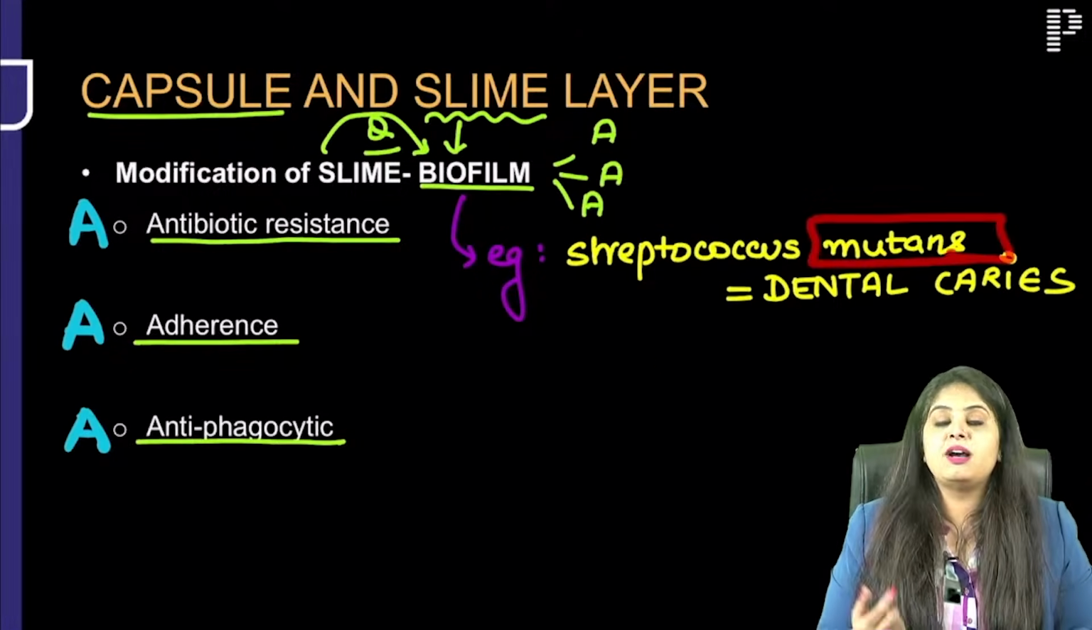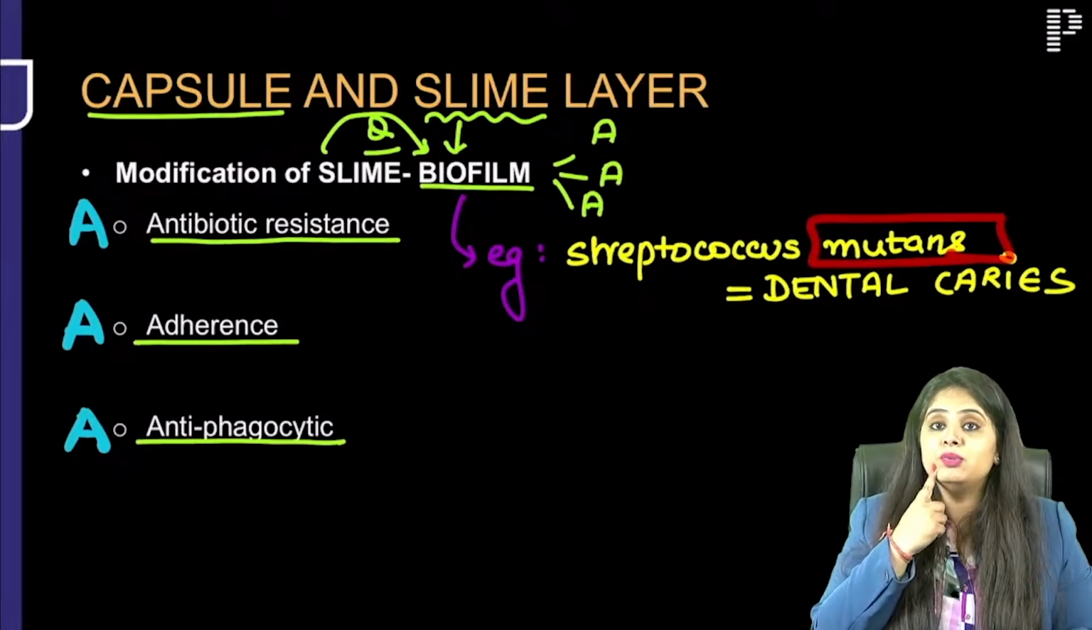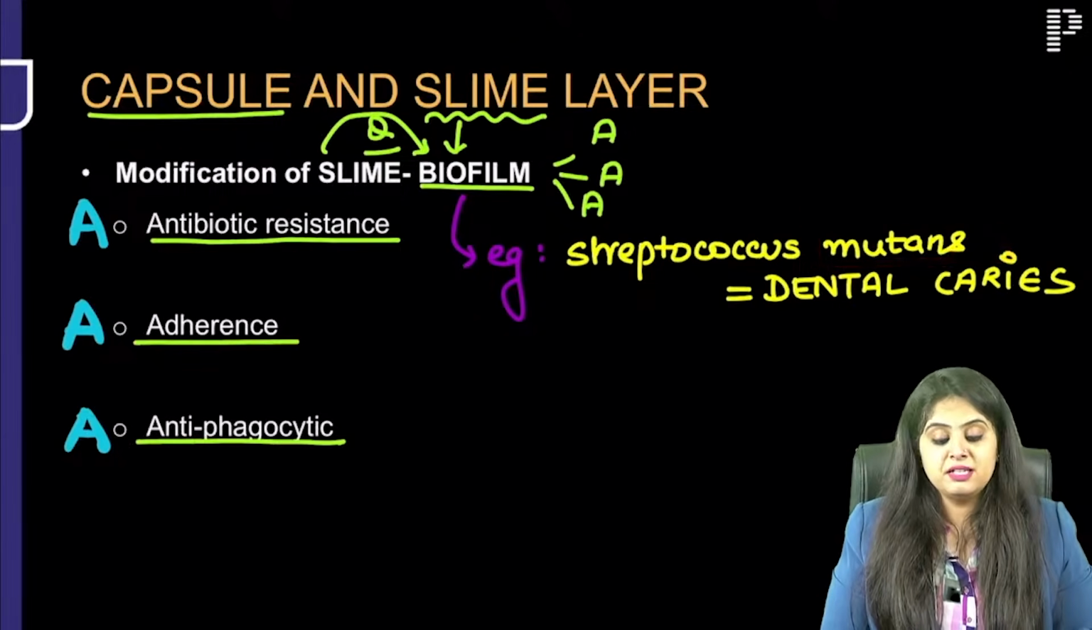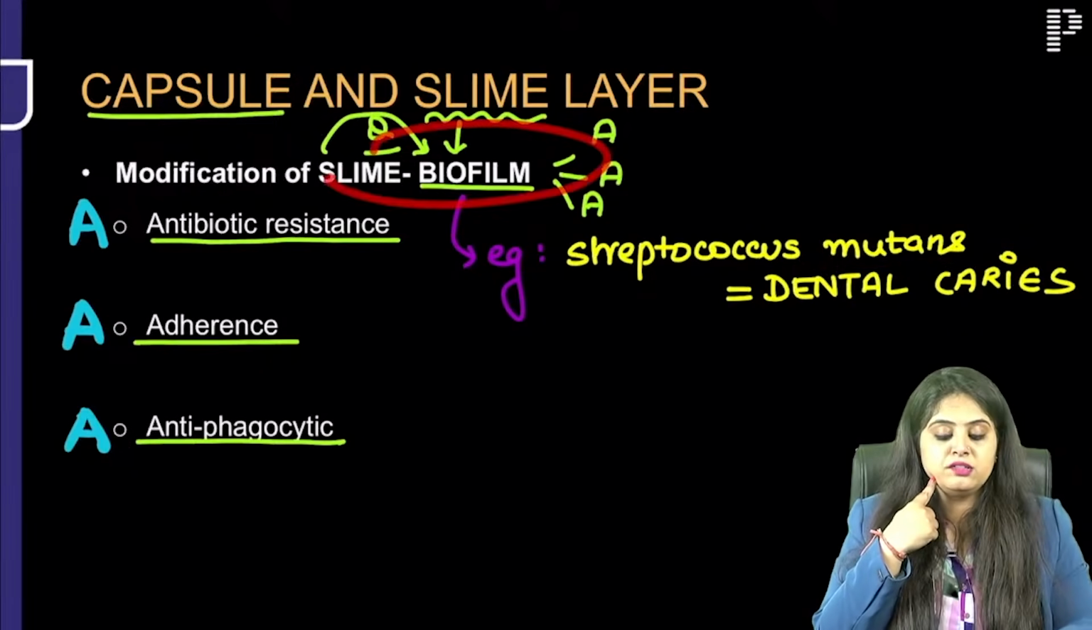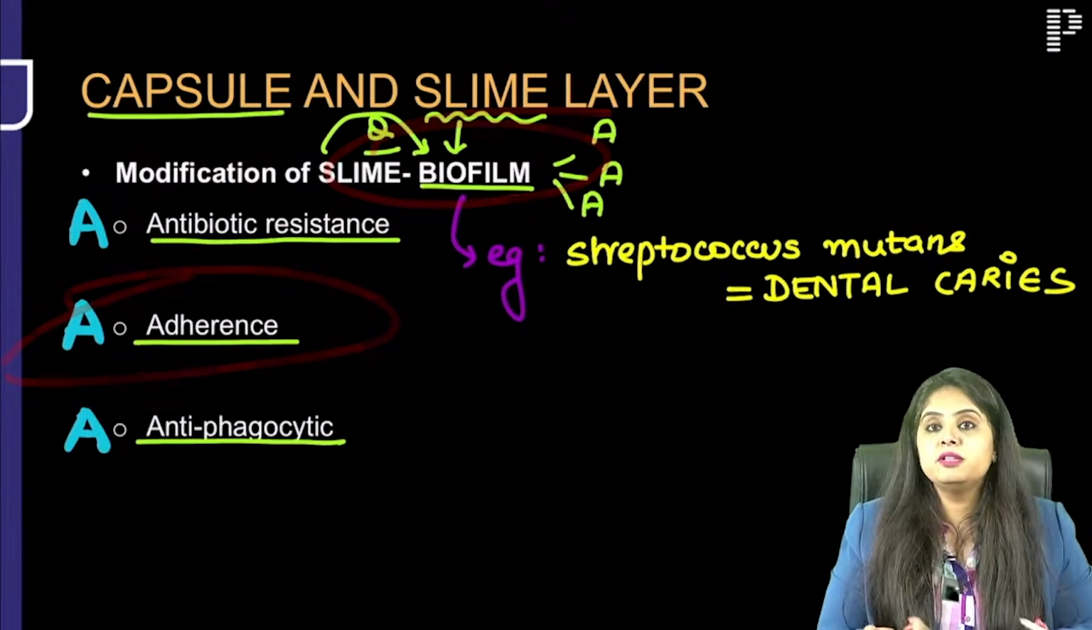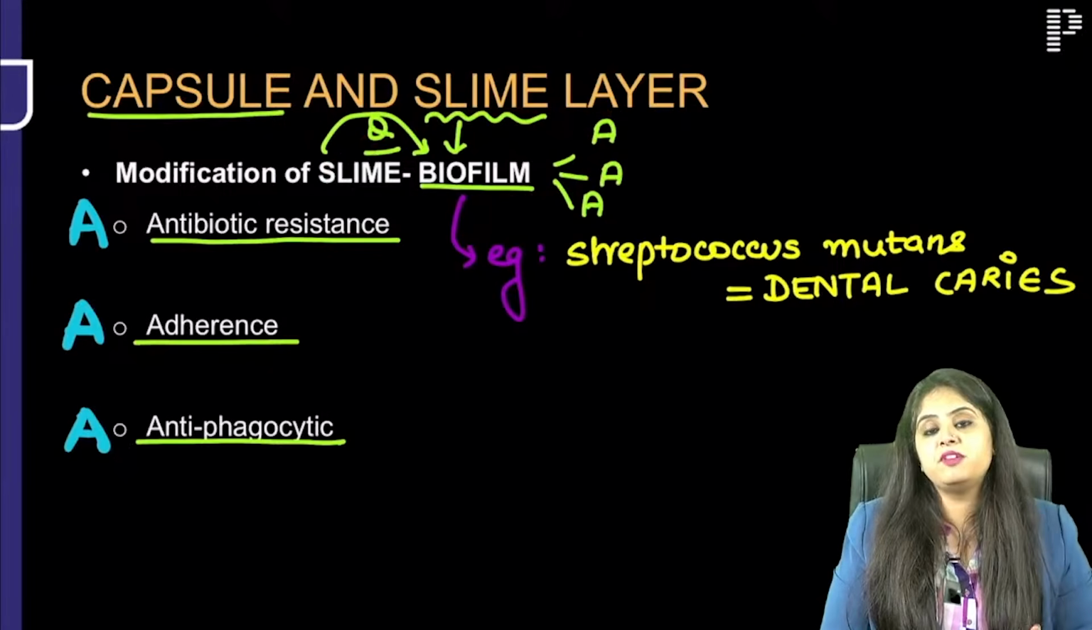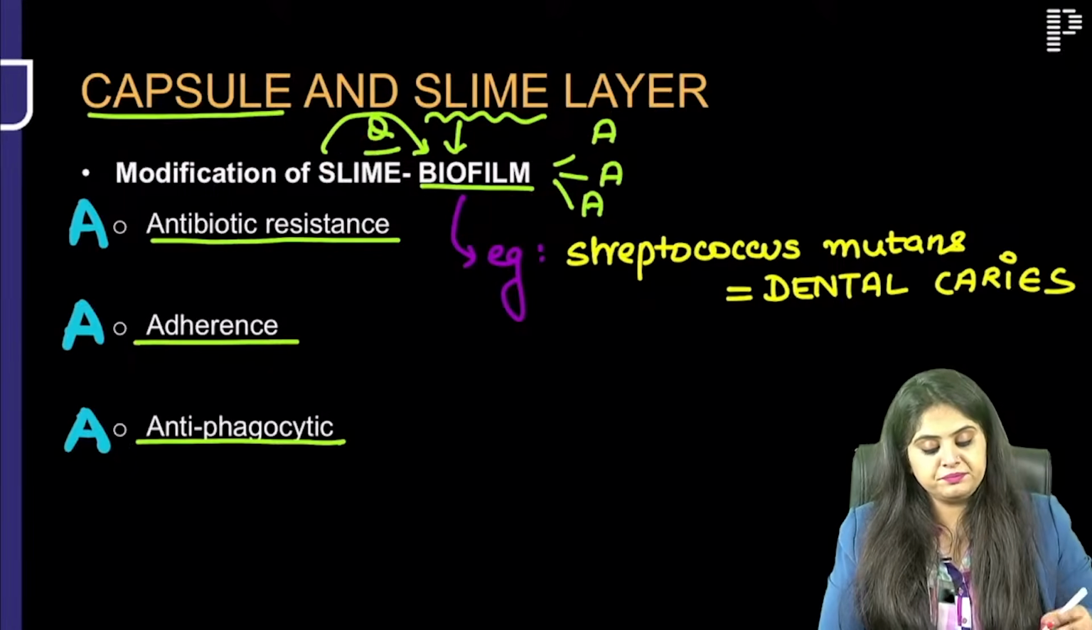Streptococcus mutans, how I've learned it is: mutans reminds me of mouth, so it is going to cause dental caries. And now I understand why it comes and sticks to my teeth, because it's got a biofilm. Biofilm gives it superpowers to go and stick somewhere. This is example number 1.